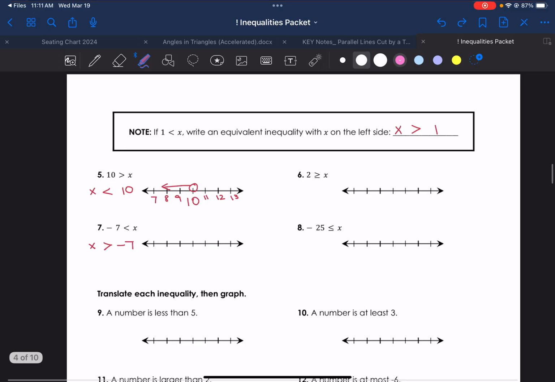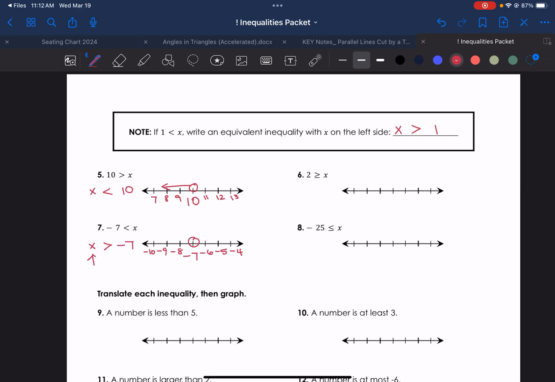Let's do one negative example, and then you can do 6 and 8 on your own. Think to yourself, what number? -7. Put your other numbers. Now what symbol? If you said open circle, you got it right.